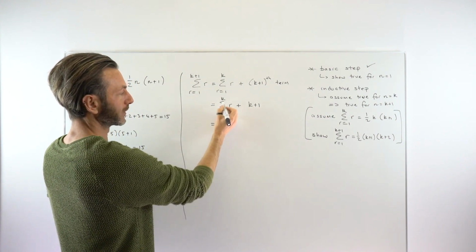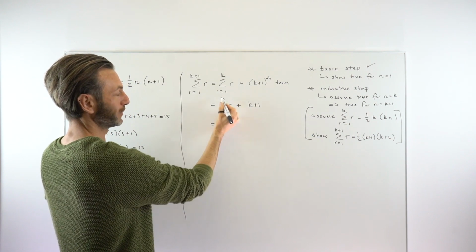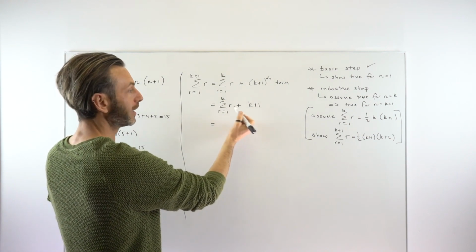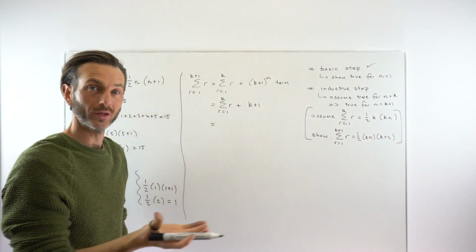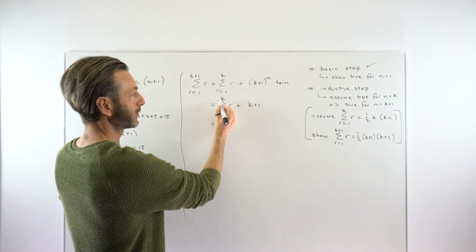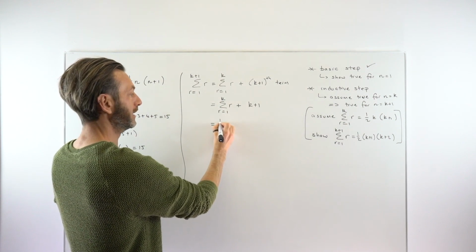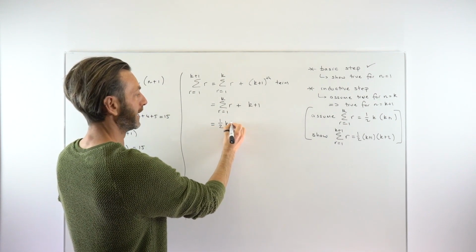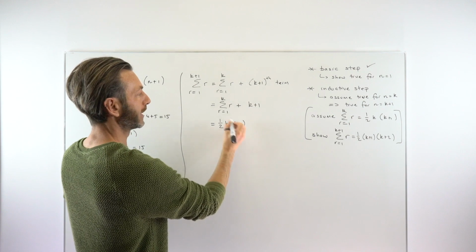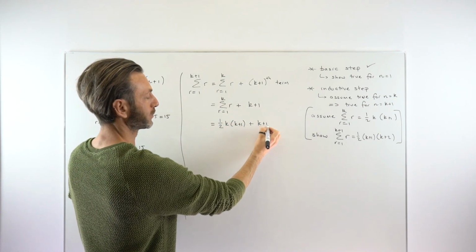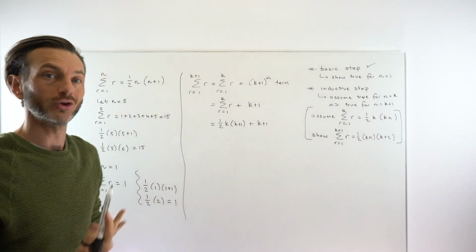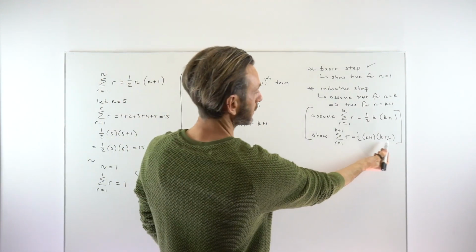But this part here, the sum from r equals 1 to k of r, is the thing that we are allowed to use as our assumption. This is where we're going to pull in that result. So this part here we know to be just 1/2 k times k plus 1. That's for this bit. The k plus 1 on the end is just going to stay there, k plus 1. Keep an eye on where you're trying to get to. We're trying to get to this here.